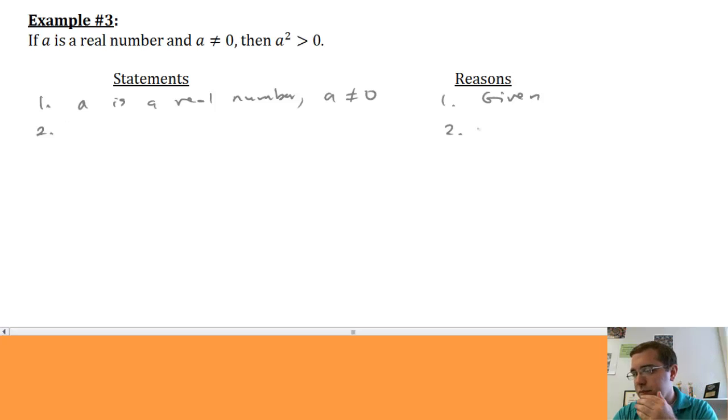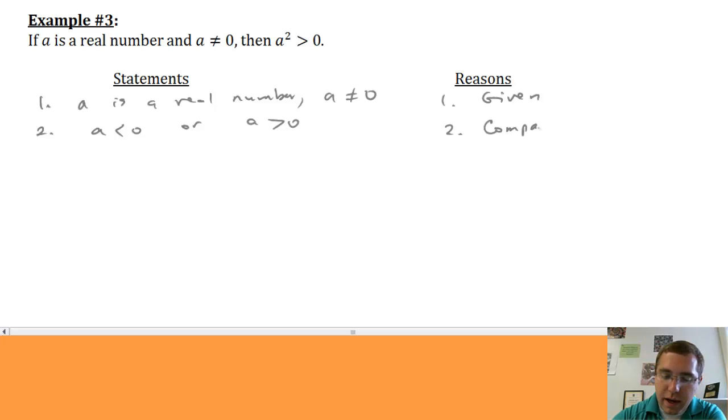Number 2. Since a is not equal to 0, there's only two possibilities. Either a is less than 0 or a is greater than 0. How do we know that those are the only two possibilities left? Well, that was from the comparison property, one of our properties of order.